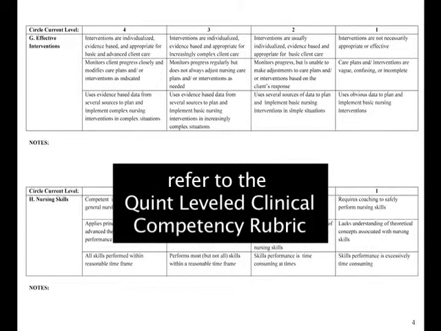In the area of effective interventions, I'm going to indicate a score of 3 for the first item because the student provided interventions that were individualized, evidence-based, and appropriate to the client. I'm going to indicate a score of 4 for the second item because the student monitored the client closely and modified her care appropriately when the client began to show signs of a transfusion reaction. For the third item, I'm going to indicate a score of 3 because the student used evidence-based data from several sources to plan and implement basic nursing interventions as the scenario became increasingly complex. So for this area, the student's overall score is a 3.